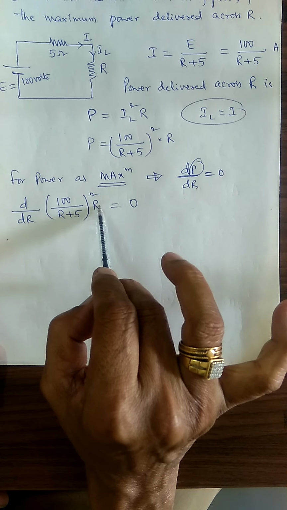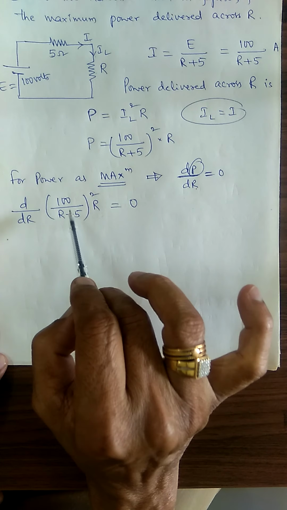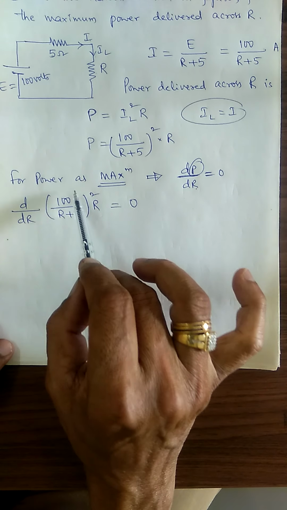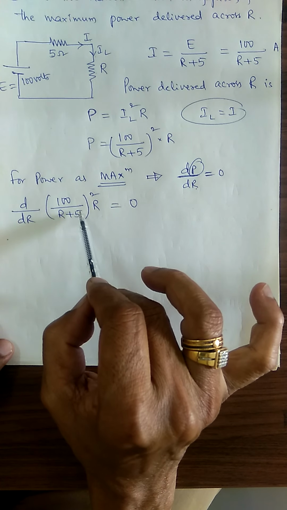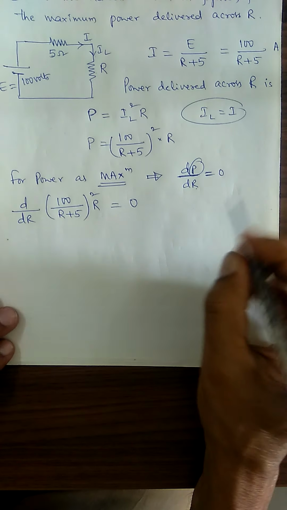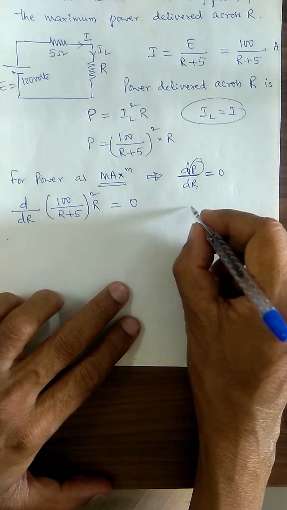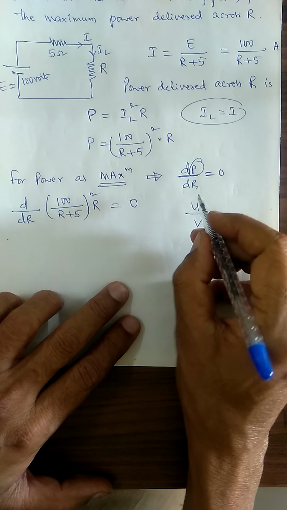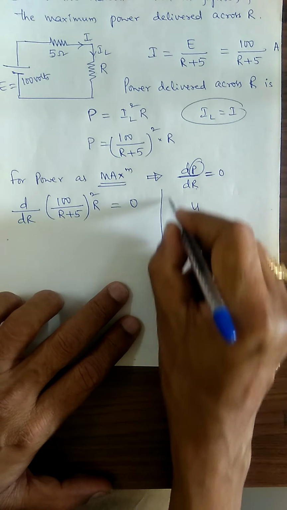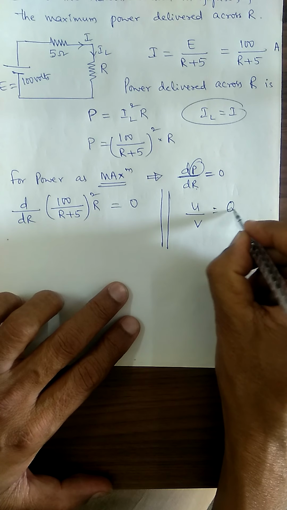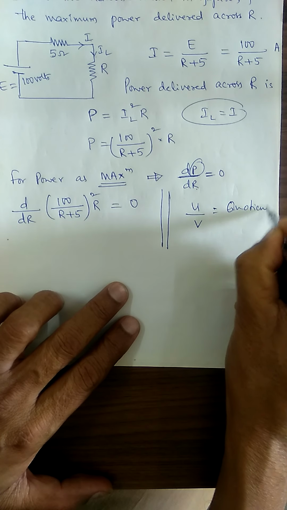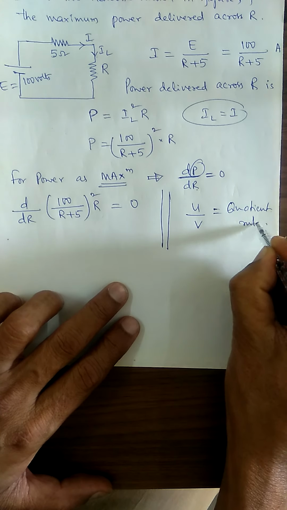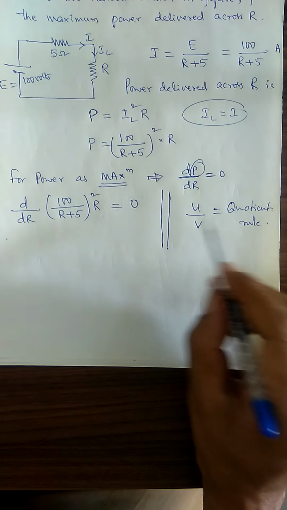Into dP by dR is equal to 0. Differentiate this using the U by V rule, U divided by V. You know about that. The derivative of U by V, the quotient rule. So apply the quotient rule and answer it.